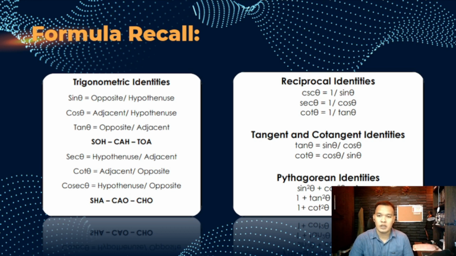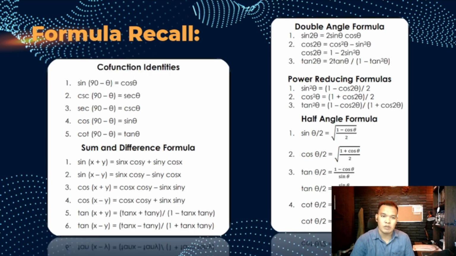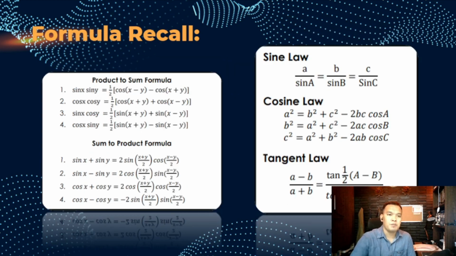Also, the trigonometric identities are used when we get the resultant or either component of a force. Then the reciprocal identities, tangent and cotangent, Pythagorean identities, cofunction identities, sum and difference formula, double angle formula, power reducing formula, half angle formula, product to sum formula, and sum to product formulas are those formulas used when proving trigonometric identities or equations. They are also useful when we compute manual proving.